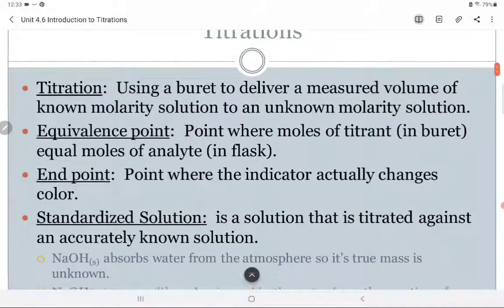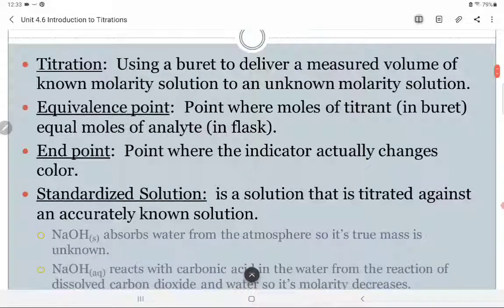A little bit of vocabulary. So what exactly is a titration? It's a precise method to deliver volume of usually a known molarity solution to try to identify the unknown molarity of another solution.